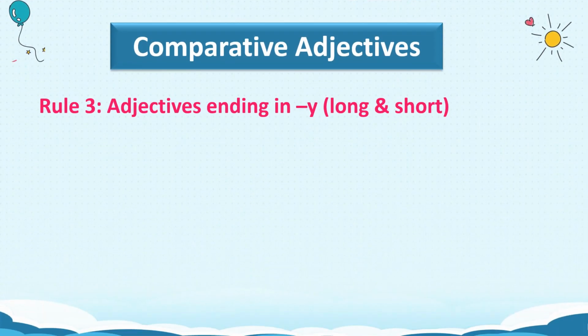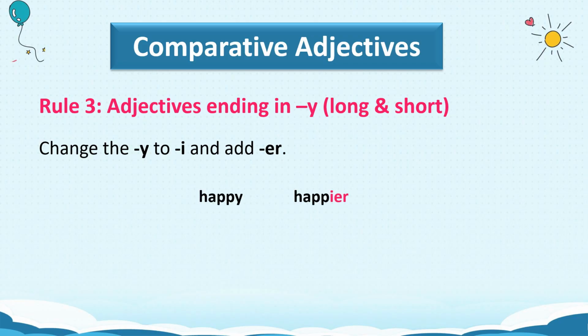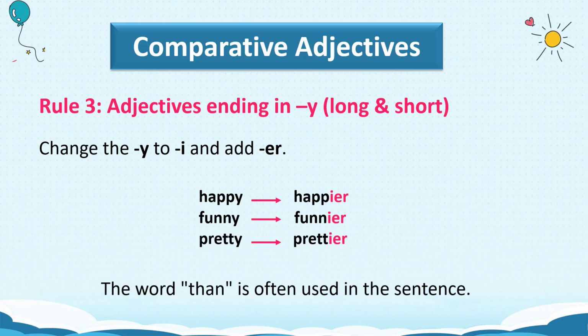Rule number 3. Adjectives ending in y. For adjectives ending in y, you should change the y to i and add -er. For example, happy becomes happier, funny, funnier, pretty, prettier. The word "than" is often used in a sentence.